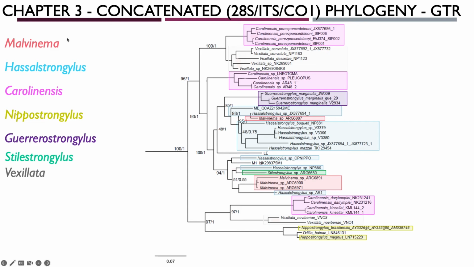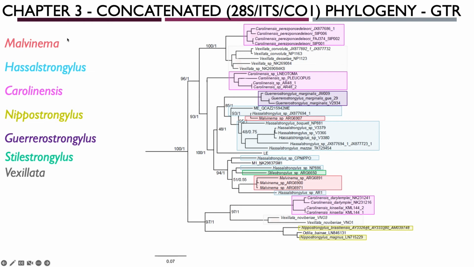Next, we have our concatenated tree. So this is 28S, ITS, and CO1 all put together. And we did both Bayesian and maximum likelihood inference on this. And what we found is the same trend, is that Carolinensis is paraphyletic, Hosselstrongylus is paraphyletic, Vexillata, and interestingly, we can still see that kind of geographic distribution.